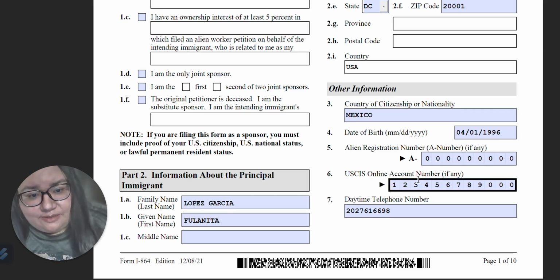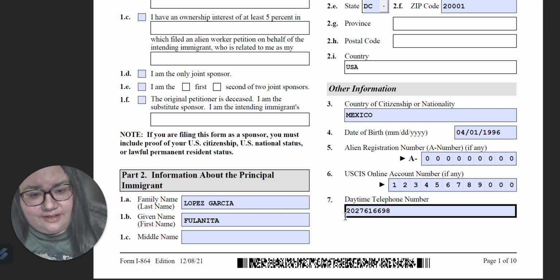This is an important one, guys. If your beneficiary, the principal immigrant, has a USCIS online account number, make sure to fill it out on all forms. So we filled one out here, and then I've gone ahead and filled out just a made-up phone number there for Fulanita. And that is the end of page 1. So we're going to move along to page 2.